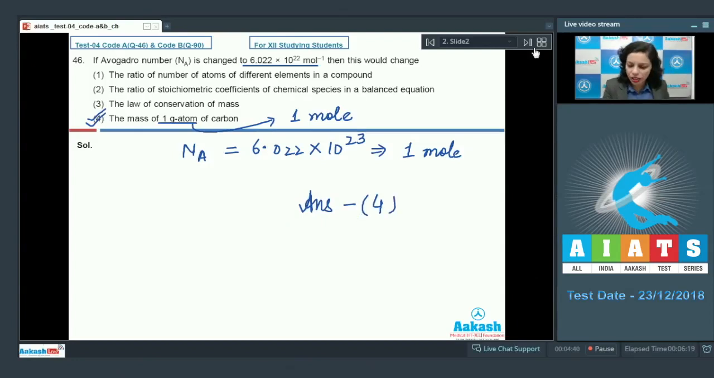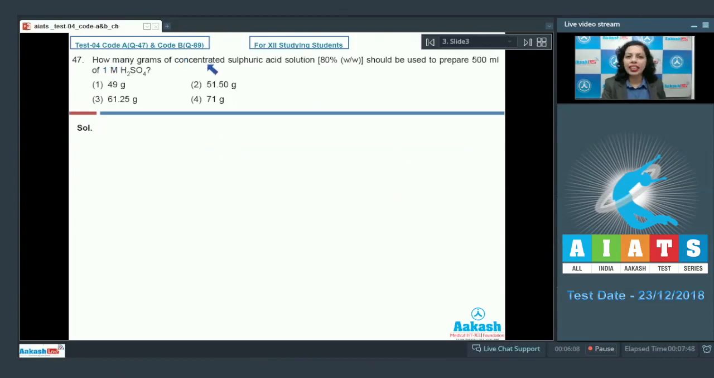Let's take the next question, question number 47. How many grams of concentrated sulfuric acid solution, 80% weight by weight, should be used to prepare 500 ml of 1 molar H2SO4? So what you need to prepare here is 500 ml of 1 molar H2SO4.